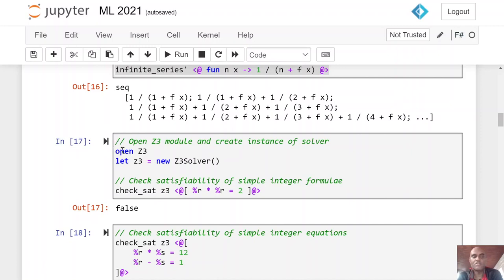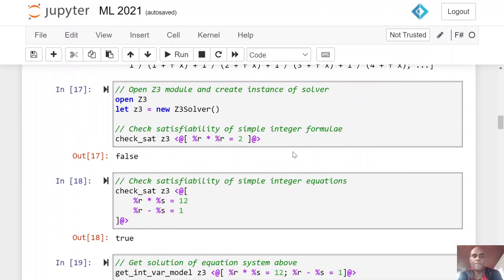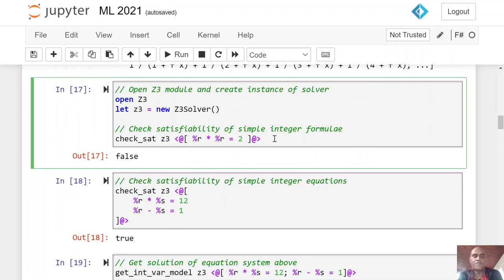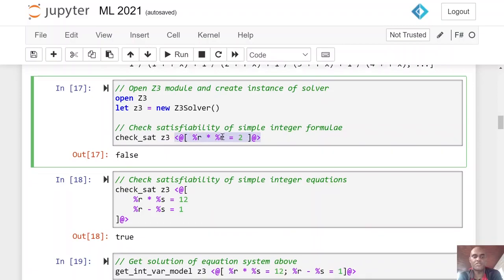So the next thing that we can do is try to use Microsoft Z3. Again, just like how we use the Maxima CAS as an external tool, we want to use a Z3 solver, but staying within F# as the language. So we create an instance of the Z3 solver. We can then do things like check the satisfiability of a formula. So this particular formula is not satisfiable. There's no integer where the square root of the integer is 2.